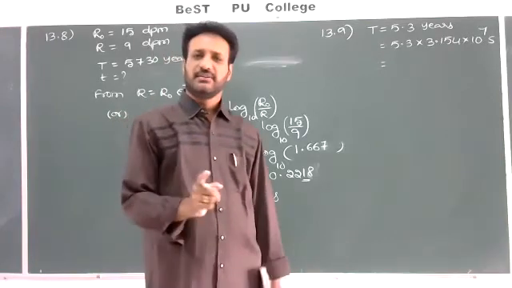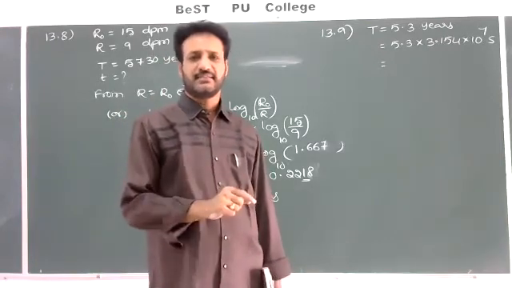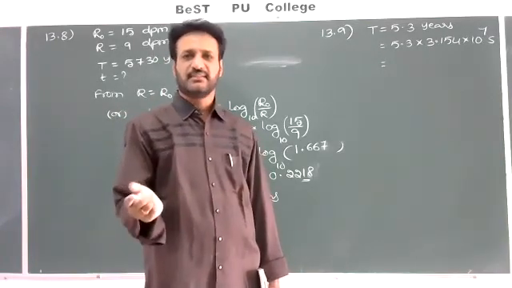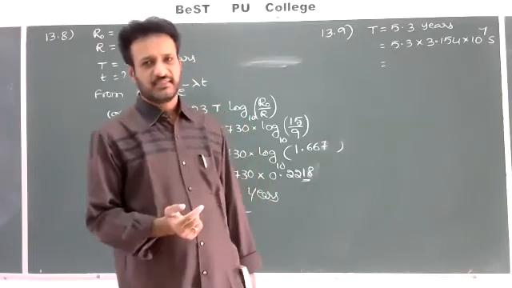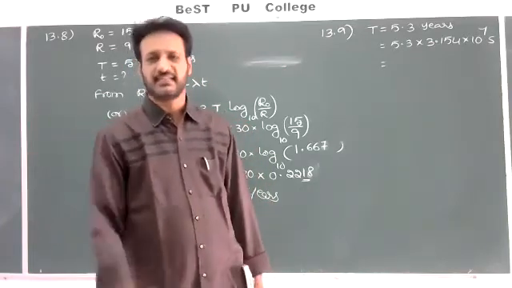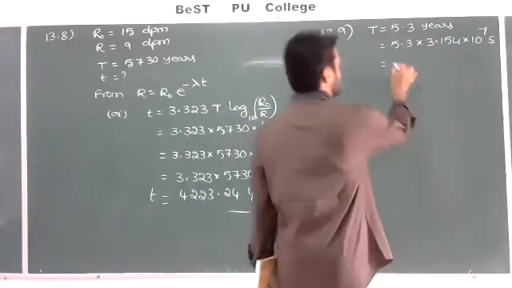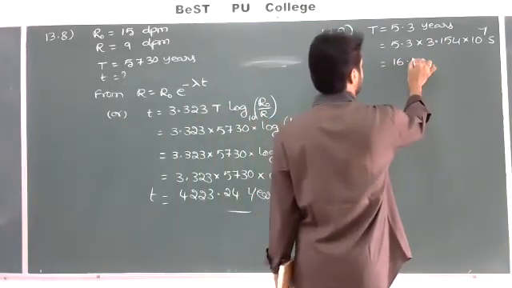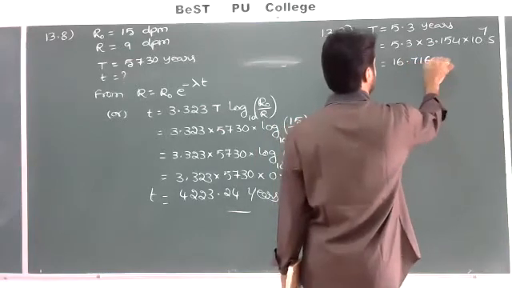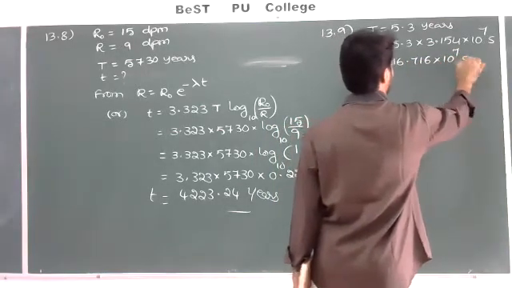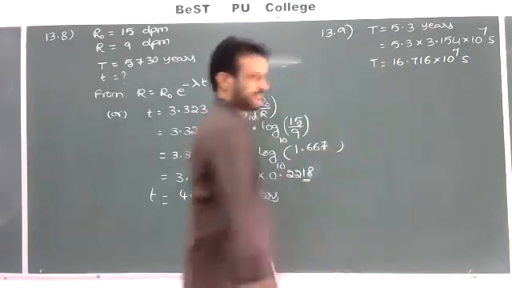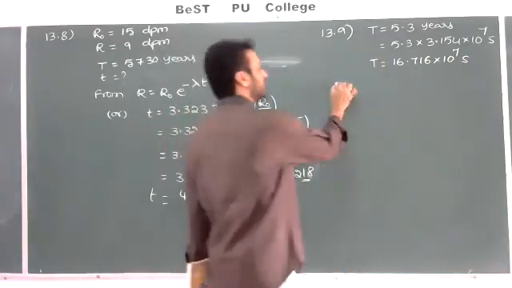So directly write 1 year is equal to 365 days, 1 day equal to 24 hours, 1 hour equal to 60 minutes, and 1 minute is equal to 60 seconds. Like so, we have to calculate. Now multiply this value. 16.716 into 10 to the power of 7 seconds you should write. That is the half-life. Now, the activity of the sample given.